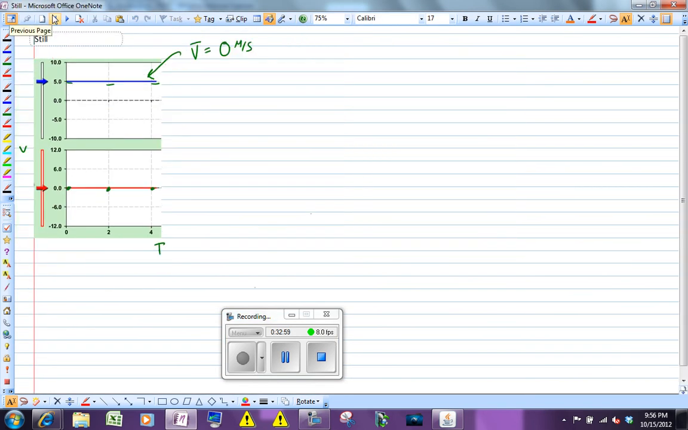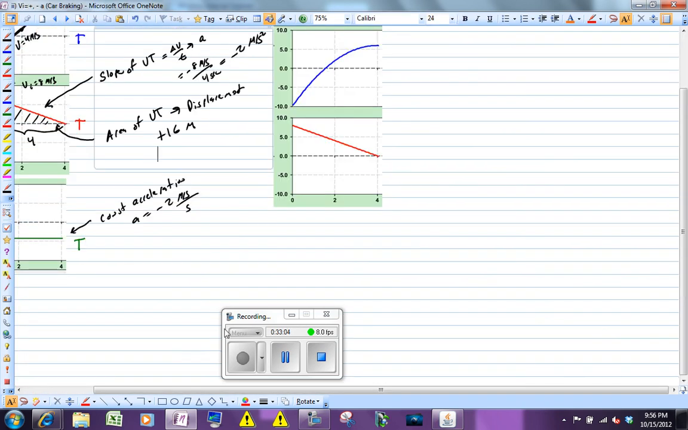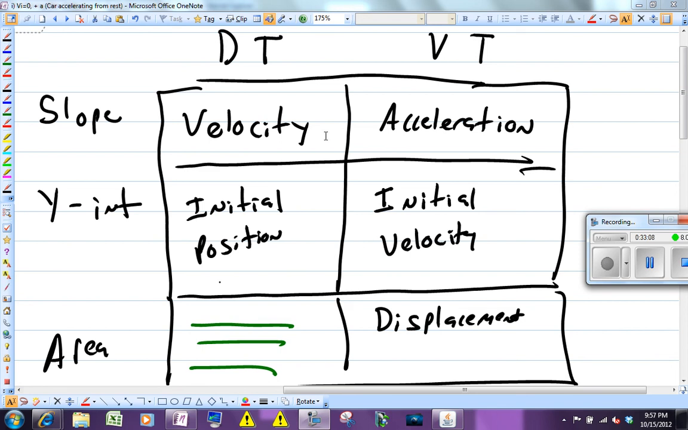this table, when you're looking at a position versus time graph, the slope of a dt graph tells you the velocity, the y-intercept tells you the initial position, and the area bound by the line doesn't tell you anything. On a velocity versus time graph, the slope tells you the acceleration, the y-intercept tells you the initial velocity, and the area tells you the displacement. On an acceleration versus time graph, it really should only be a horizontal line because we're only dealing with constant acceleration right now. And that horizontal line will be at the value of the acceleration.